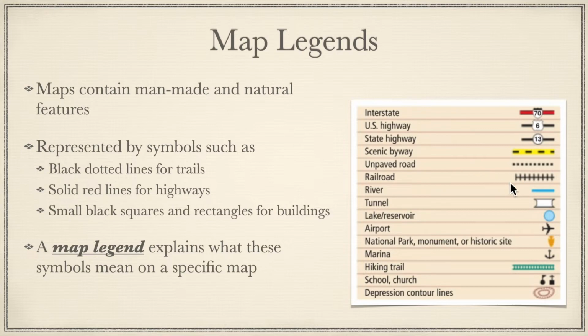You've got unpaved roads, railroads, rivers, tunnels, lakes or reservoirs, typically outlined in blue with a blue center, airports, national parks, marinas, etc. So you have all these different features on a map and more. Sometimes there's also color coding to show what different land uses are. So is it a forest versus a farm field or something like that?